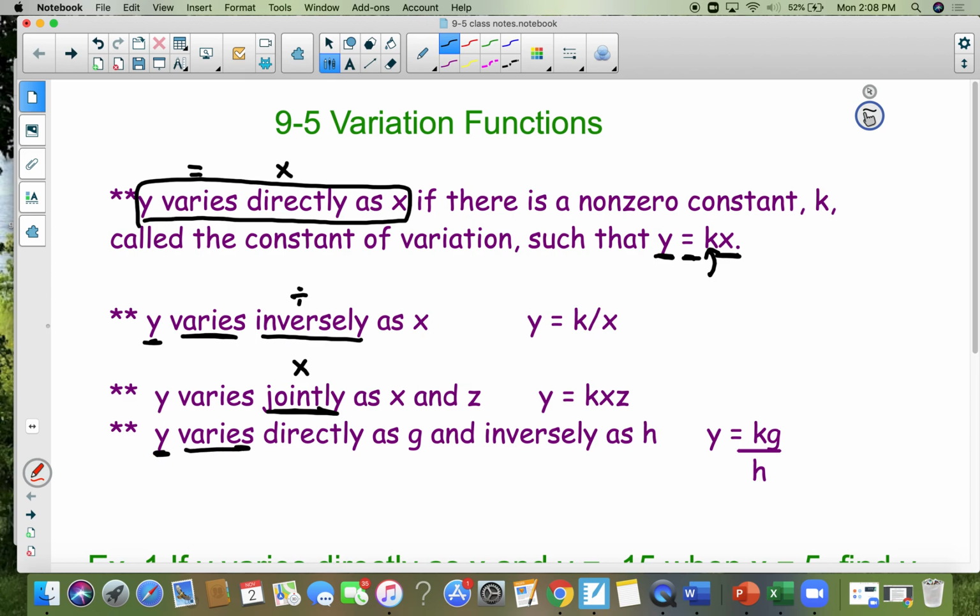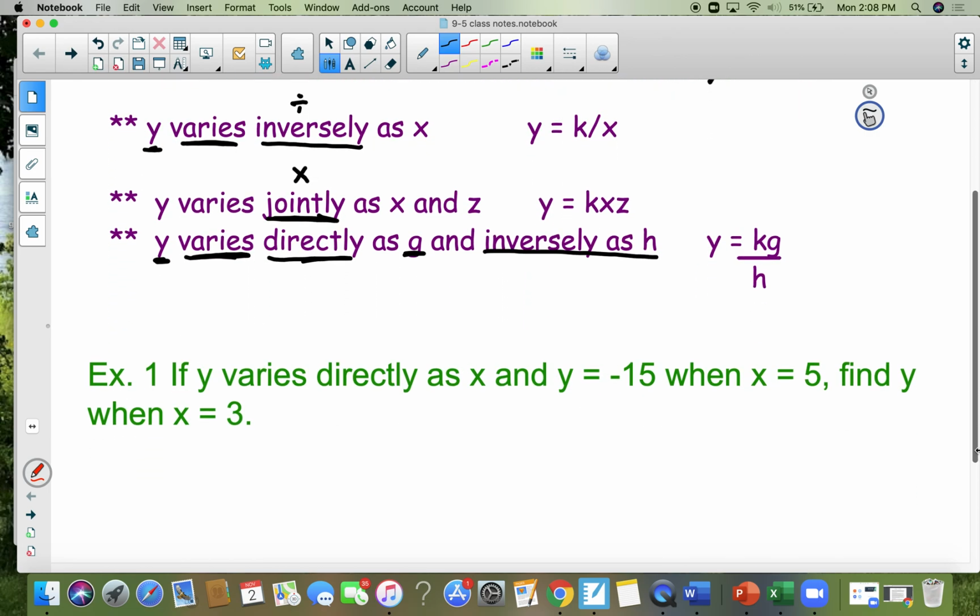Again, y equals directly as g means to multiply by g, and there's always a k up in the top, and inversely is h. So here we go. Let's pick this one apart.